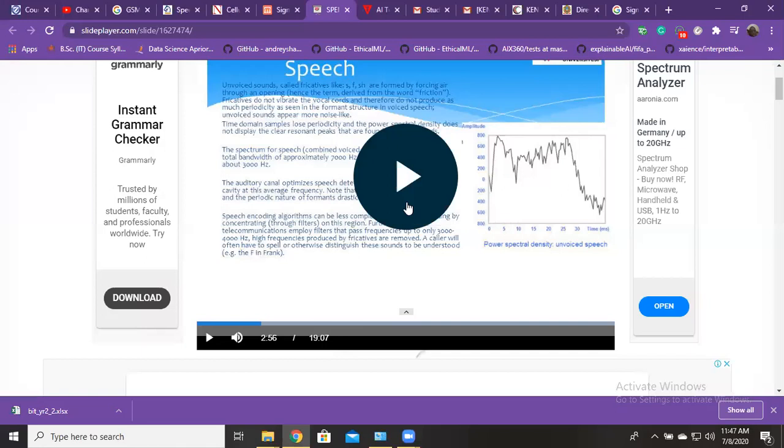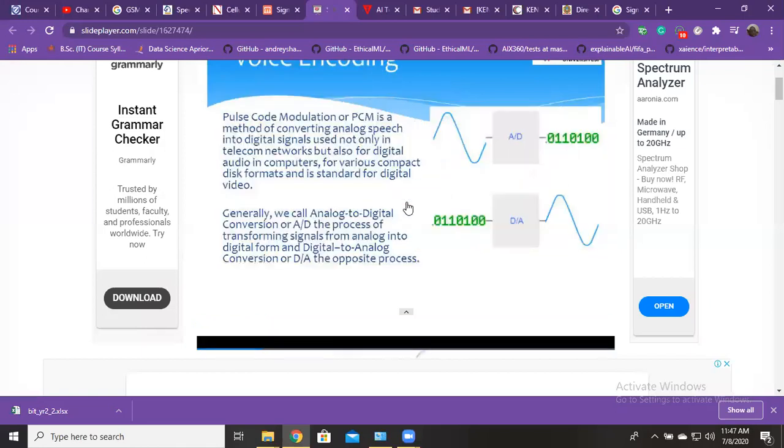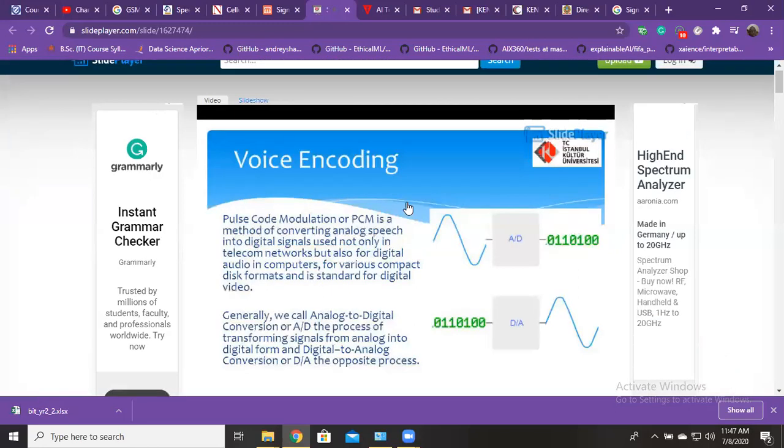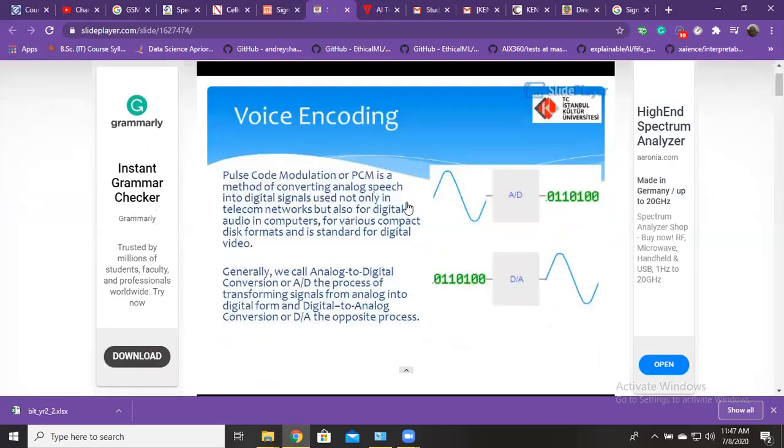Example, the F in Frank. Voice encoding. Pulse code modulation or PCM is a method of converting analog speech into digital signals used not only in telecom networks but also for digital audio in computers, for various compact disc formats, and is standard for digital video. Generally, we call analog to digital conversion or AD the process of transforming signals from analog into digital form, and digital to analog conversion or DA the opposite process.